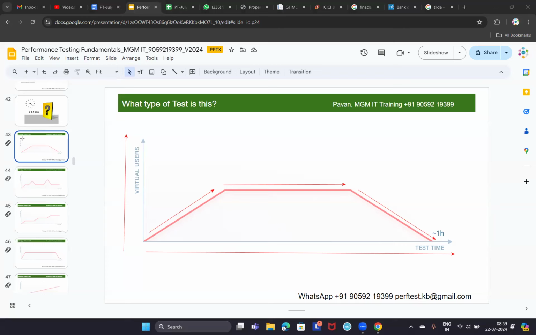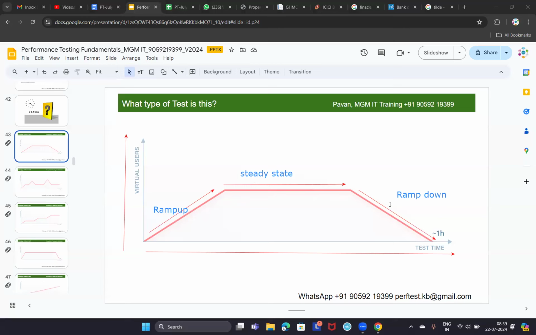Okay. Let me write it down here. This is called ramp up. This is called steady state, and this is called ramp down. Ramp up period is when users are increasing on the application. Slowly, the number of users accessing the application is increasing. That period is called the ramp up period. And after some time it becomes almost the same. It will not be exactly like this, but it will be almost flat.